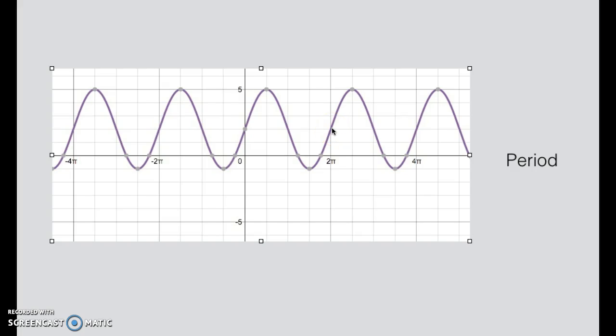Once we find a full cycle, we're able to find the period, which is the distance between the x-coordinates. So the x-coordinate here is 0 and the x-coordinate here is 2 pi. So the distance between these two x-coordinates is 2 pi. So the period equals 2 pi. You now know how to find the midline, amplitude, and period of a function.